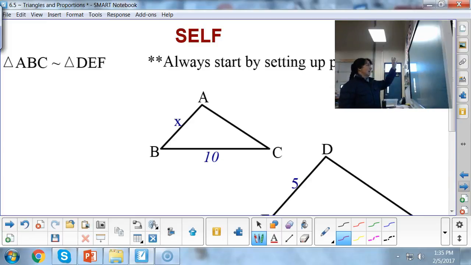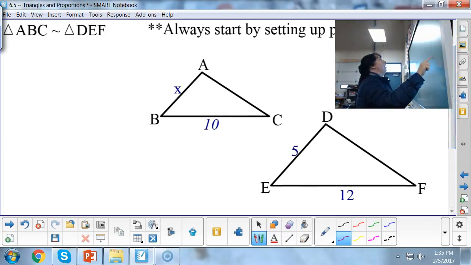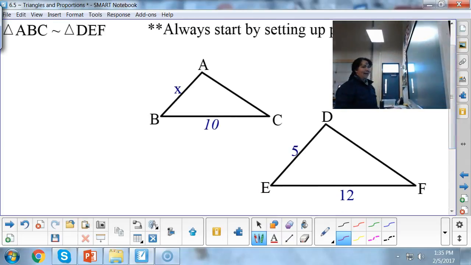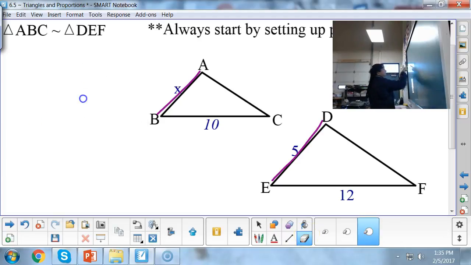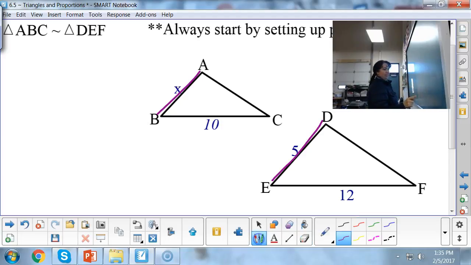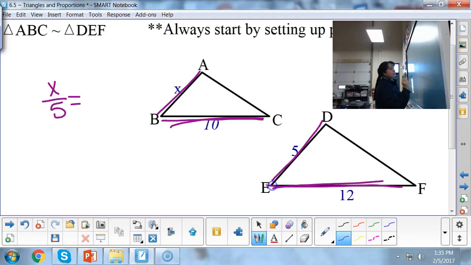Okay, again, same triangle. ABC is similar to DEF, and right here, a reminder: always start by setting up your proportion, which is what I'm asking you to do. Okay, so I still have that AB corresponds to DE, and you might pause this and work this on your own before I work it out. So that would be the best thing. So 5 times, oops, I don't know why I keep doing that. I have to set up my proportion. Okay, sorry about that. So x over 5 is equal to 10/12.